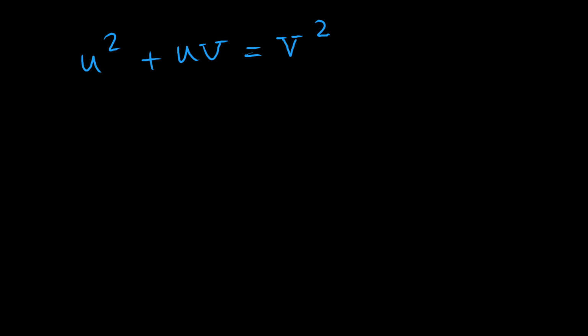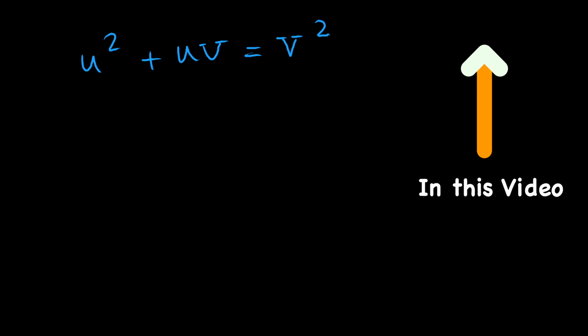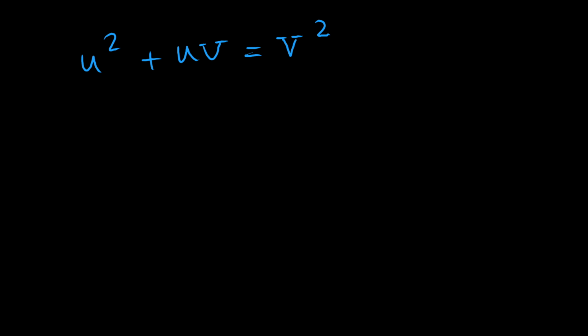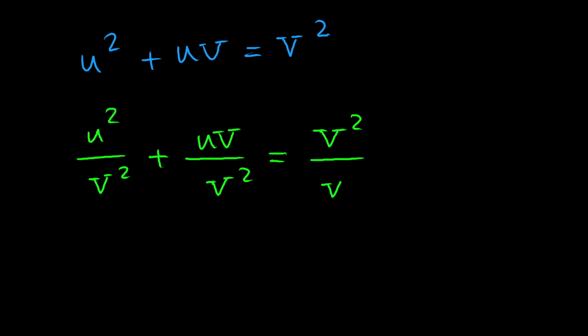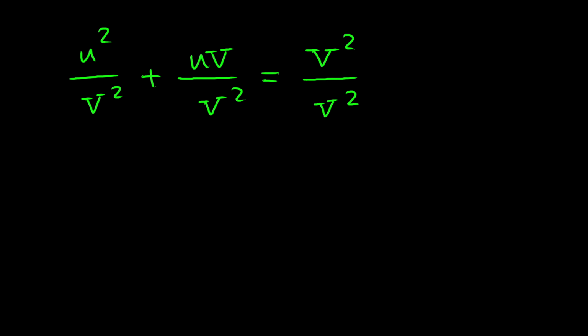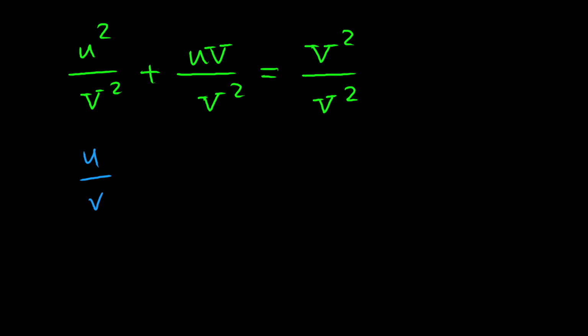And in order to solve this, the very first thing that we need to do is to divide everything by v squared. Now, the reason I divide everything by v squared is because this equation is a very special equation that I talked about before in another video. But anyways, once I divide everything by v squared, I'm going to have u squared divided by v squared plus u times v divided by v squared equals v squared divided by v squared. Now, this will simplify to u divided by v and then all squared plus u divided by v equals 1.